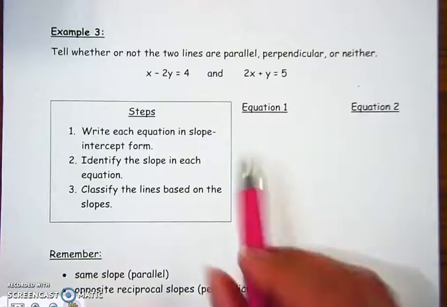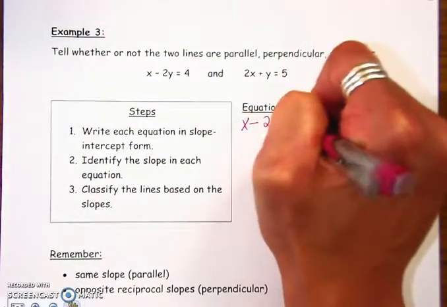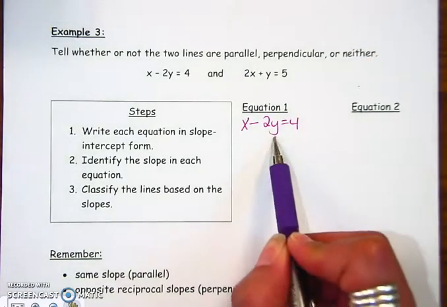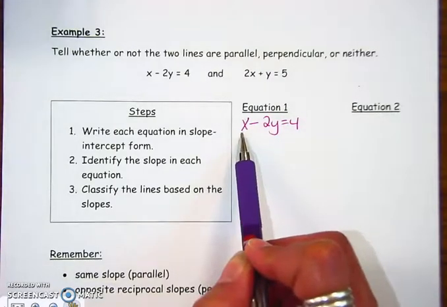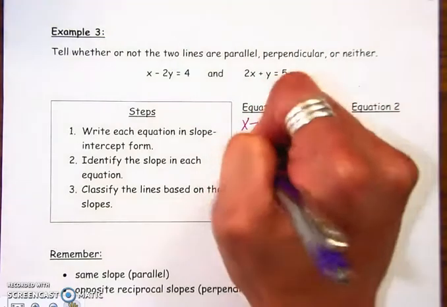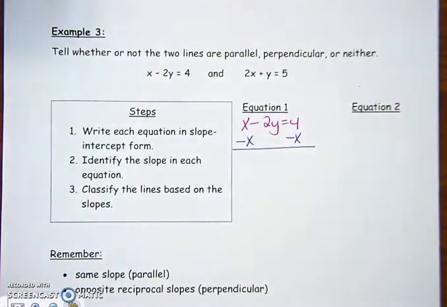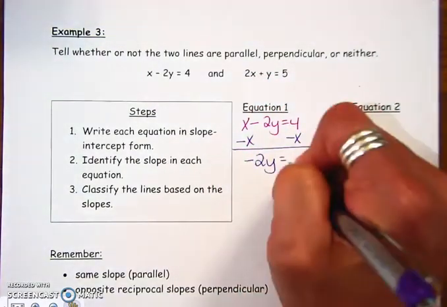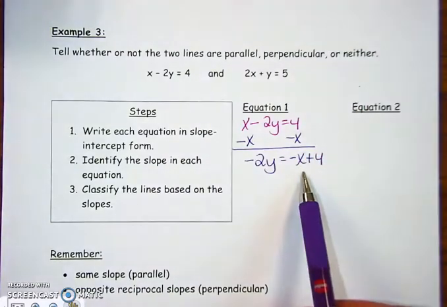If we look at that first equation, we have x minus 2y is equal to 4, and we want to put it in slope-intercept form, so I need to solve for y. In order to do that, I need to get rid of that x. Since it's a positive x, I have to do the inverse, which is to subtract x from both sides. This gives me -2y is equal to -x plus 4.